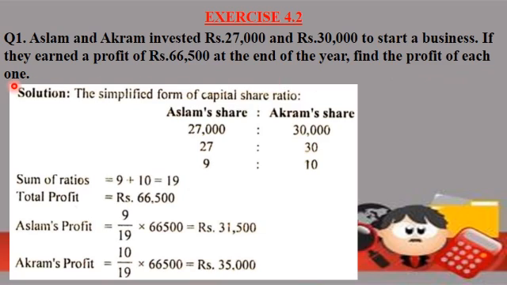We are observing in this question that this is a simple ratio question. This is not a compound investment. So we are moving to our solution. The simplified form of the capital ratios are Aslam's share and Akram's share. Aslam's share is 27,000 and Akram's share is 30,000.